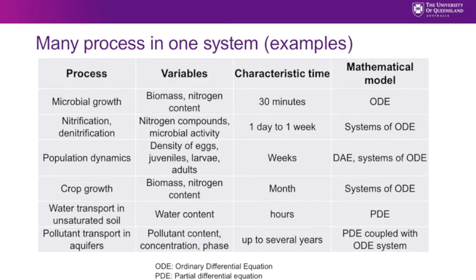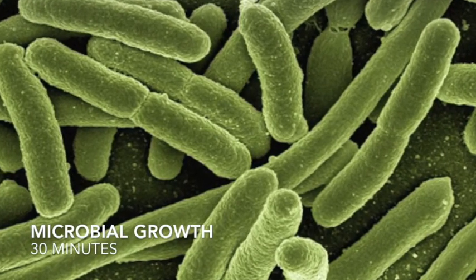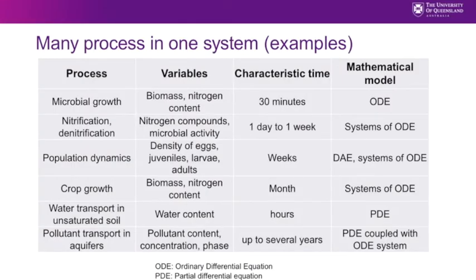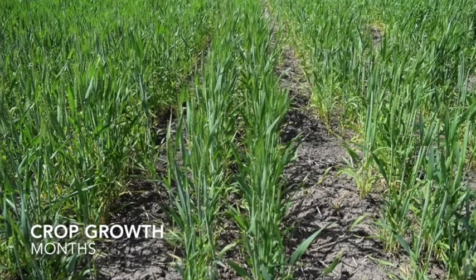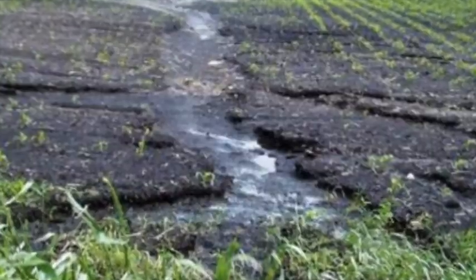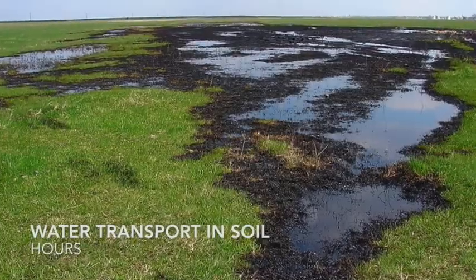There are many processes that can occur in one system. These are some examples. If we're talking about a geographical region, we can have processes going on at different scales. The processes that we can track are, for instance, microbial growth and the change of an element like nitrogen. The processes affecting the nitrogen are nitrification and denitrification. Other processes that can be occurring in the system are population dynamics, growth of crops, water transport in unsaturated soil, or pollutant transport in aquifers.